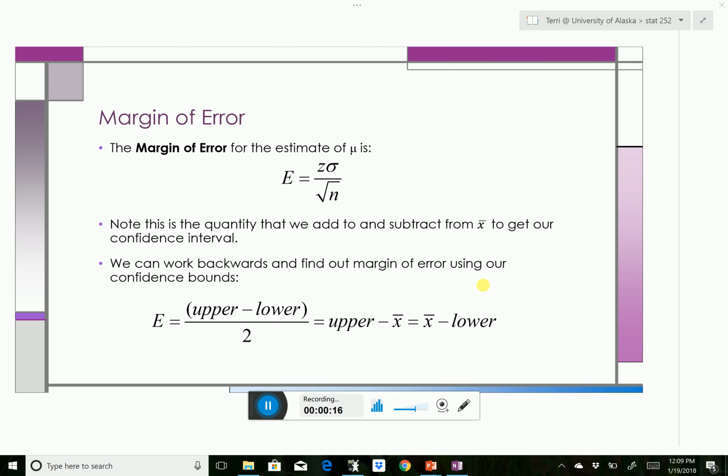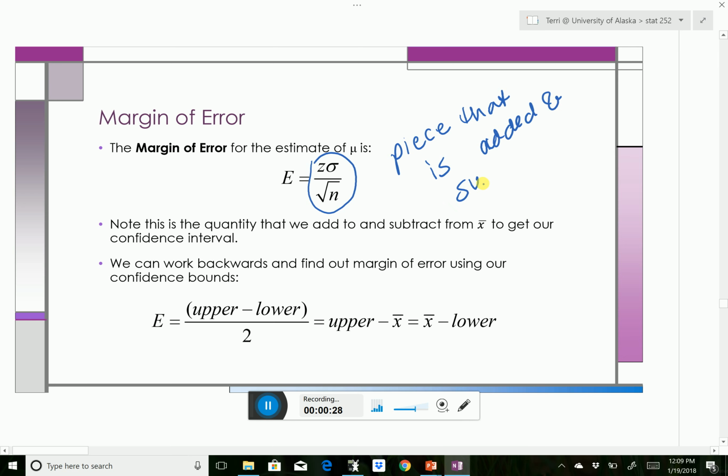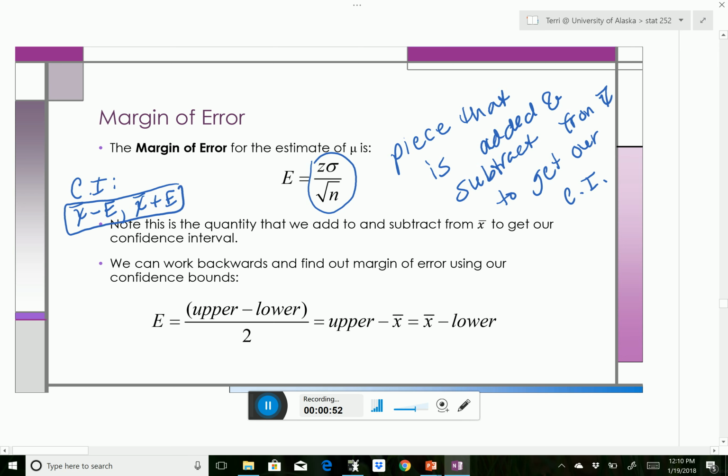Now notice that the margin of error is that piece that is added and subtracted from X bar to get our confidence interval. So essentially our confidence interval could be written as X bar minus margin of error E and X bar plus margin of error E. Our confidence interval can actually be written that way if we already know the confidence interval, or the margin of error.